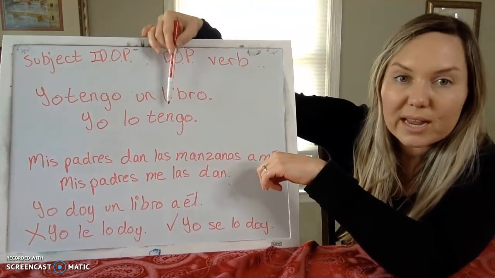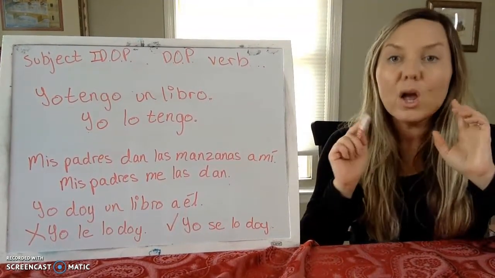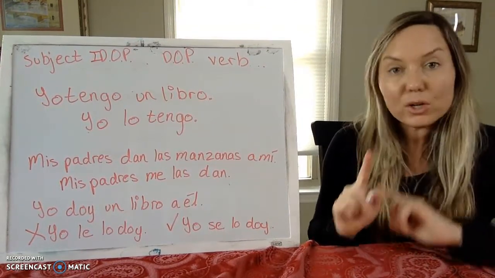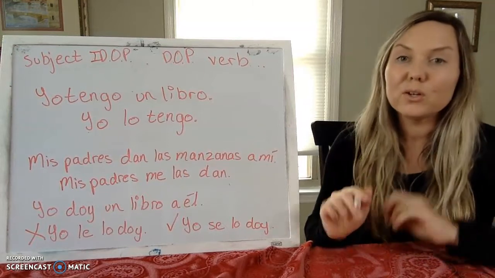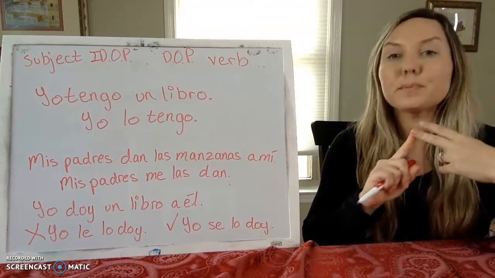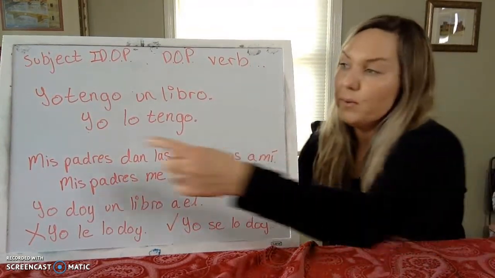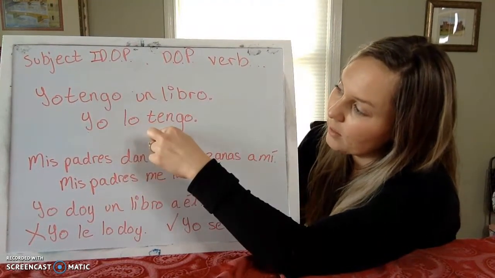Yo lo tengo. You always want to put your indirect and direct object pronouns right next to each other in front of the verb, or if there are two verbs, you can attach it to the second. Okay, so if you're using the present progressive, if you're using ir plus a plus infinitive, or any double verb form, you could attach it to the second. So we followed our order: subject, direct object pronoun, verb.